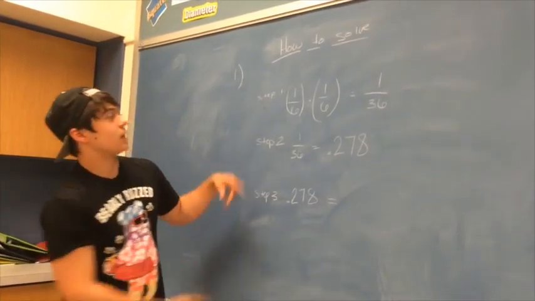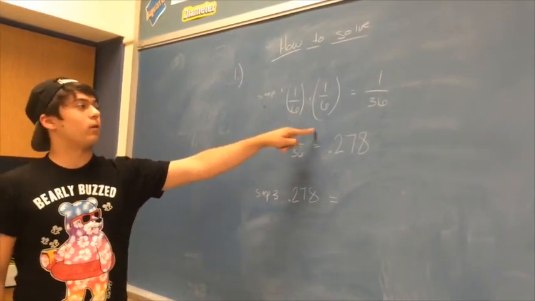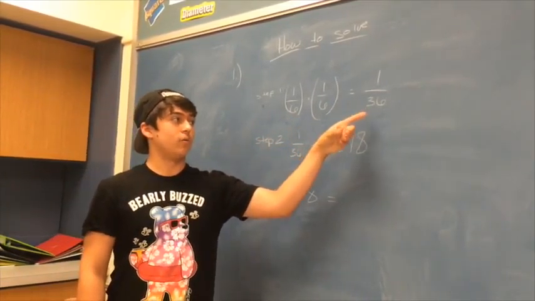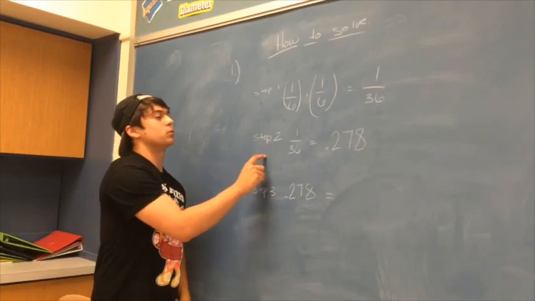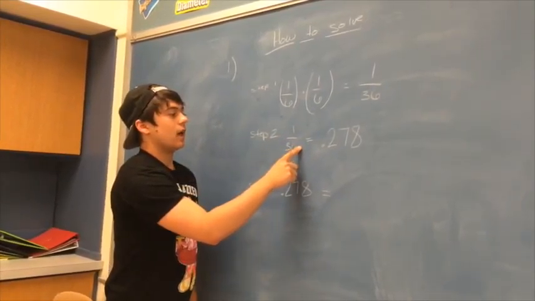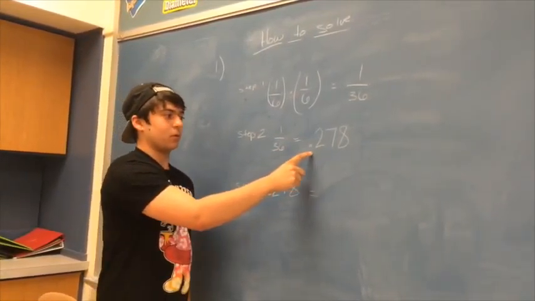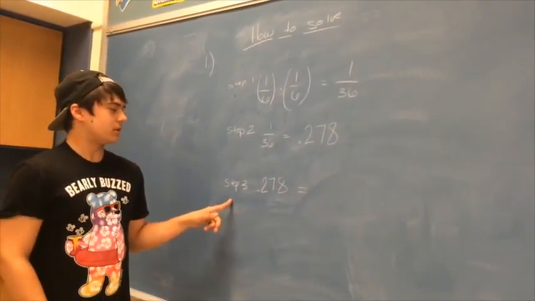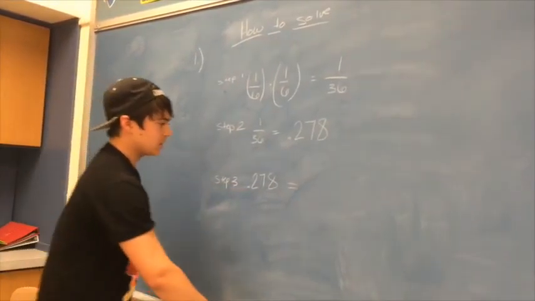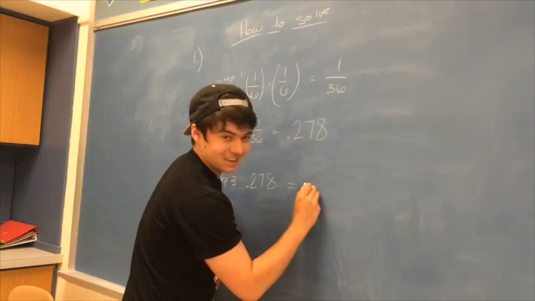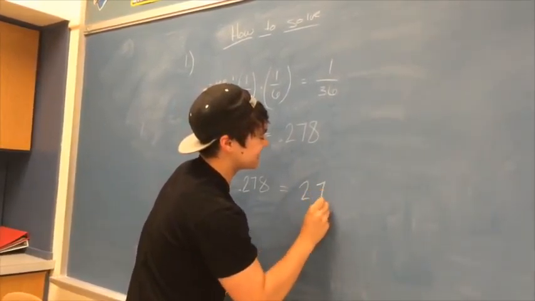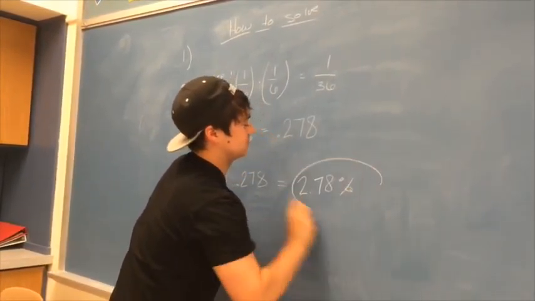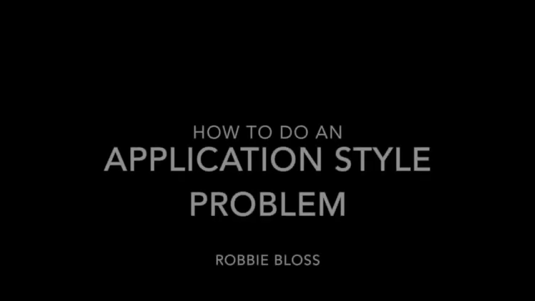I solved the problem. Step 1, you multiply 1 out of 6 by 1 out of 6, and that equals 1 over 36. Your next step is to take 1 out of 36 and convert it into a decimal, 0.278. Step 3 is to take your decimal, 0.278, and convert it into a percent, my bad, 2.78%. With a check. Done.